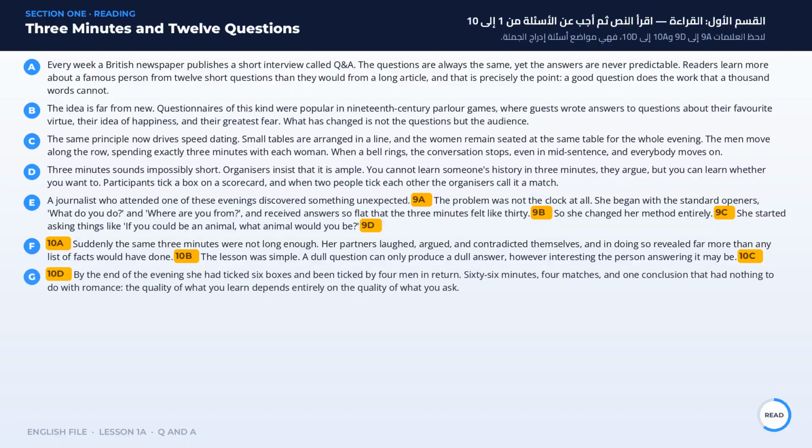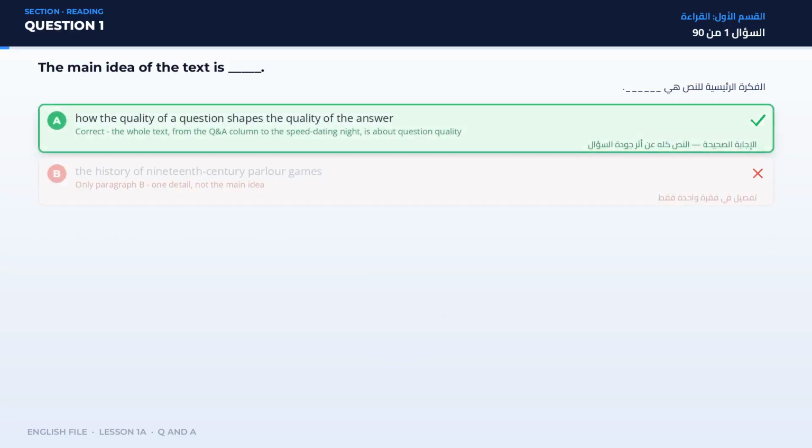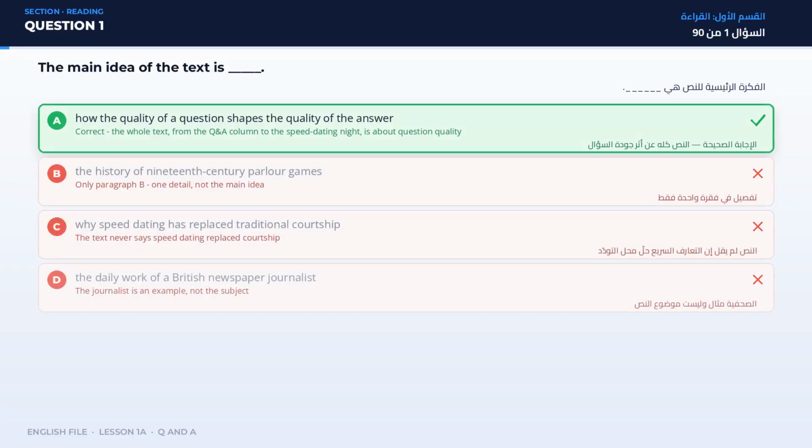Question 1. A. How the quality of a question shapes the quality of the answer. The whole text, from the Q&A column to the speed dating night, is about question quality. Not B, only paragraph B, one detail, not the main idea. C, the text never says speed dating replaced courtship. D, the journalist is an example, not the subject.